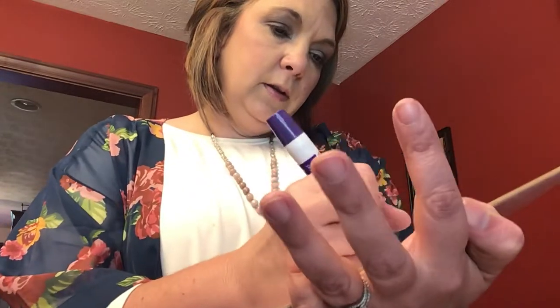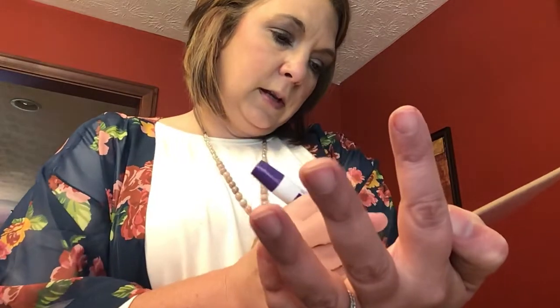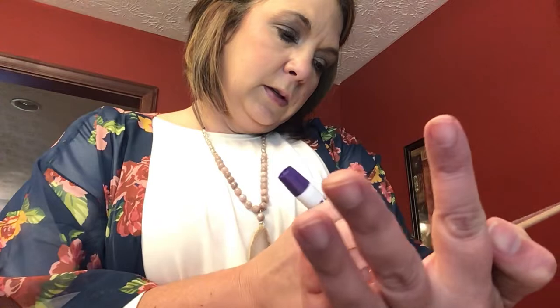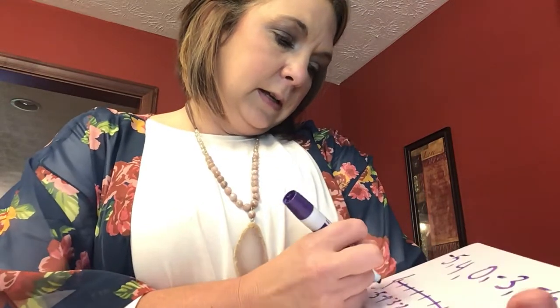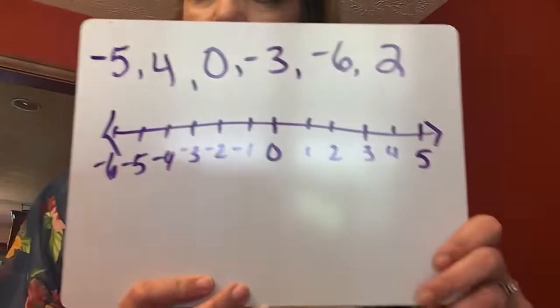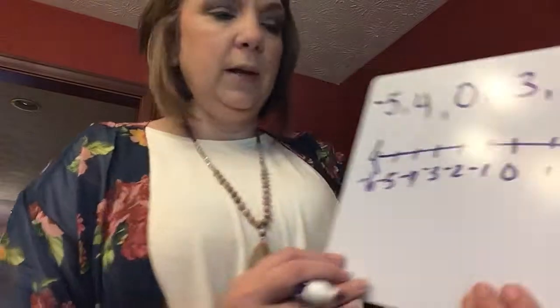0, 1, 2, -2, -3, 4, -5. It's always easiest, I think, if you make a number line so you can make dots above those numbers and then you can figure out which order they go in.